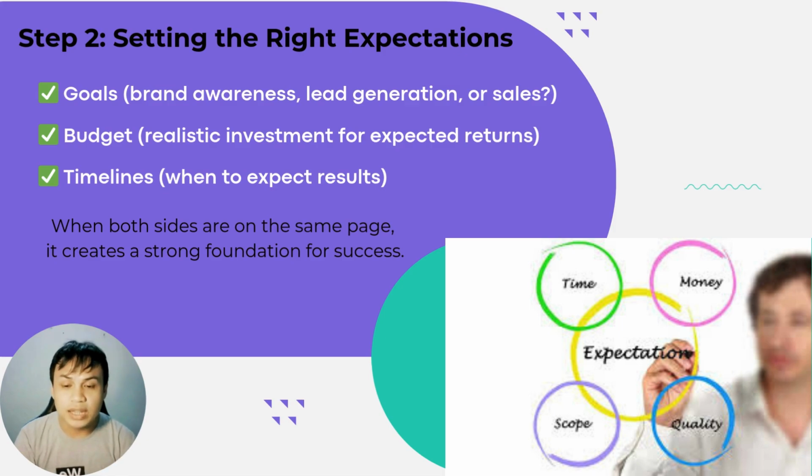Remember, the budget allocated for a clothing campaign is not the same as the budget that should be allocated for a real estate campaign. And then there's the timelines. It should answer the question, when should we expect to see results? So when both sides are on the same page, it creates a strong foundation for success. I also analyze key ad costs like cost per click, the CPC, cost per engagement or the CPE, and the cost per lead or the CPL to ensure that we are optimizing every dollar spent.